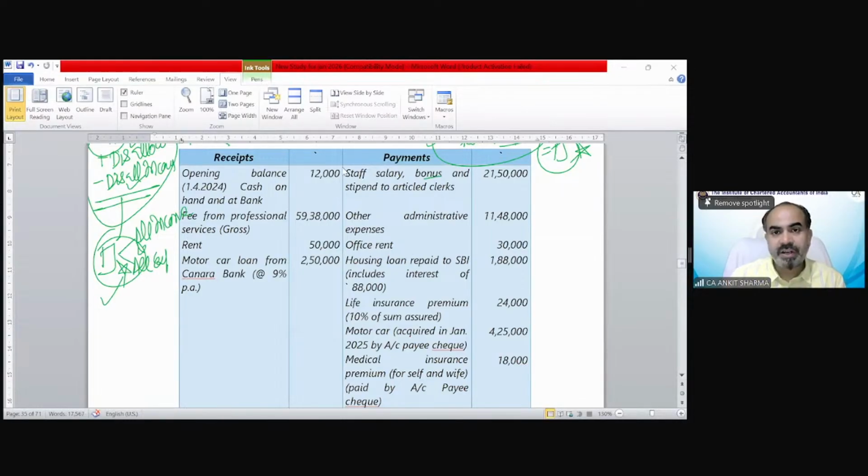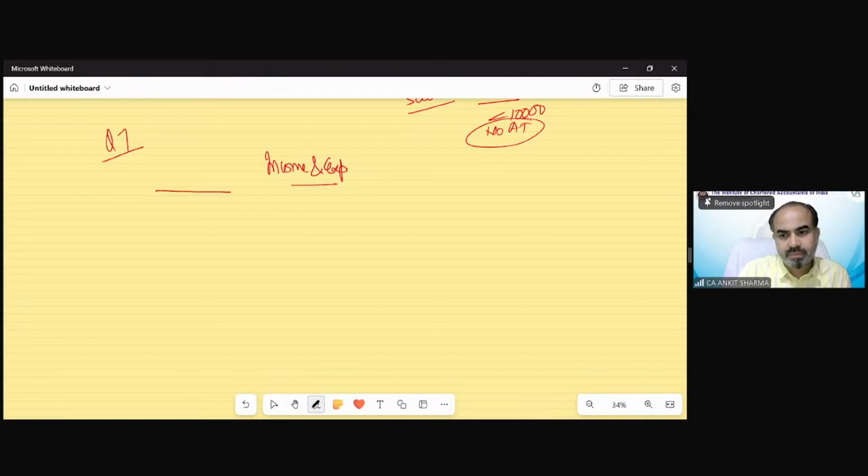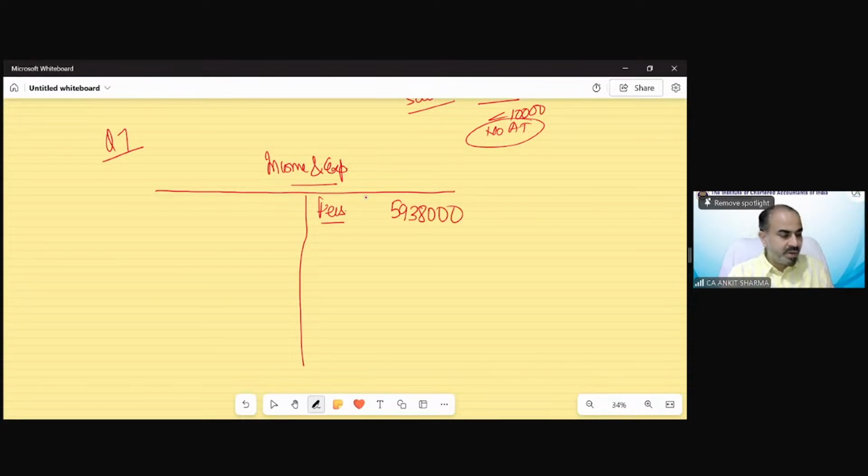So on a separate sheet, we are going to draw this. Now we are making income and expenditure. That is for question number 7. So we are considering incomes. The income is fees that has been given in the question, 5,938,000. Then what was the requirement of the question?